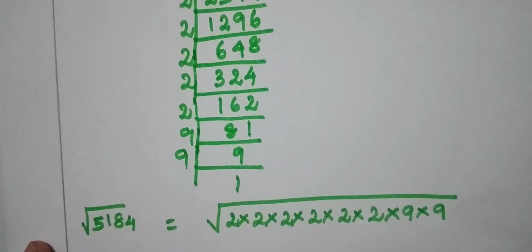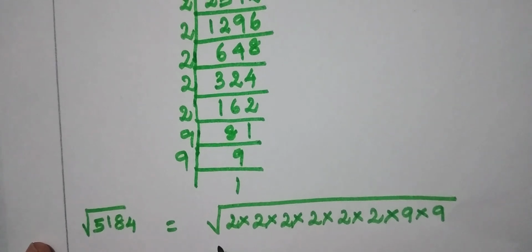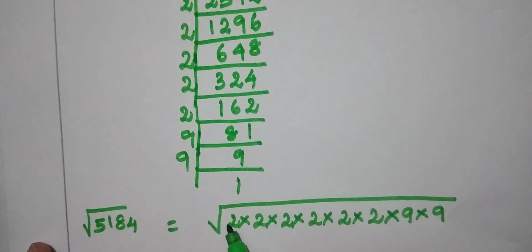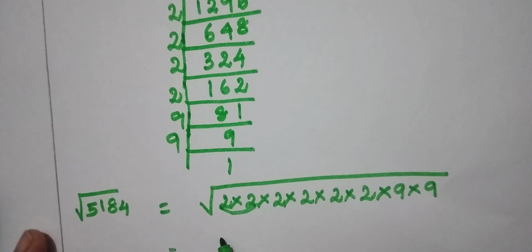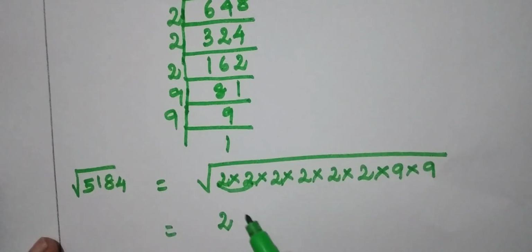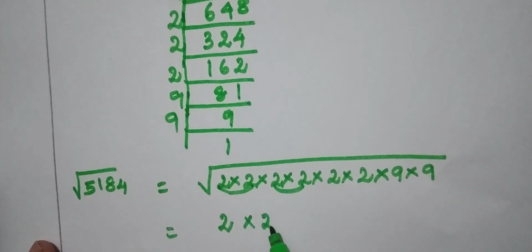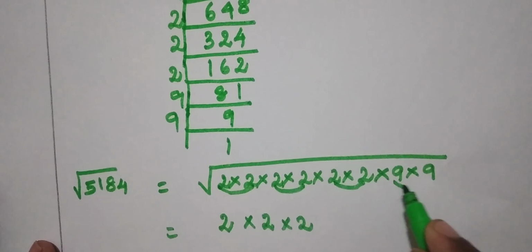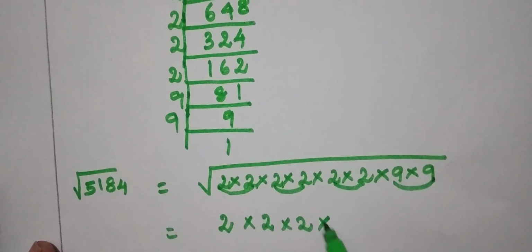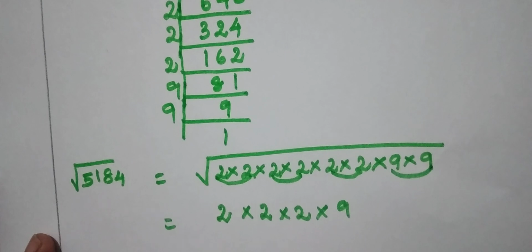So remember the second step. From each pair, select one prime factor. So from this pair, we have to take one prime factor. Similarly, from this pair, you have to take 1. And from this pair, you have to take 1. And from these 2 9s, you have to take 1 9. While you are taking the numbers outside, you have to remove the square root.